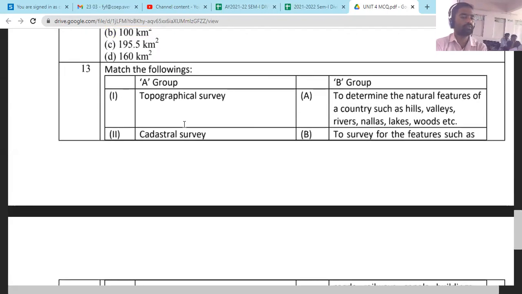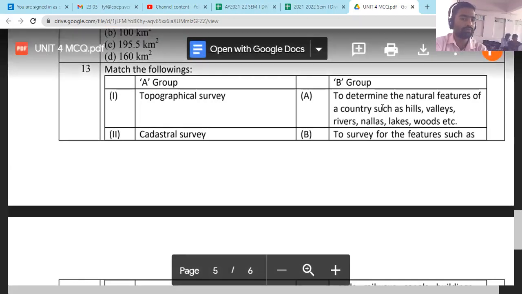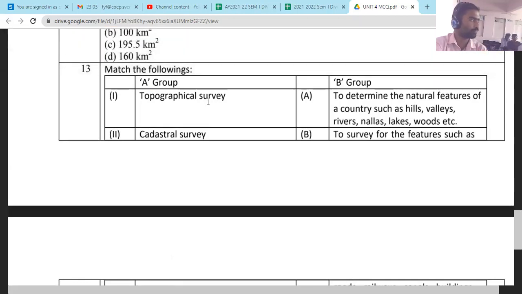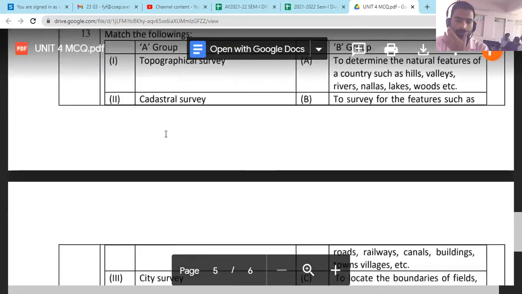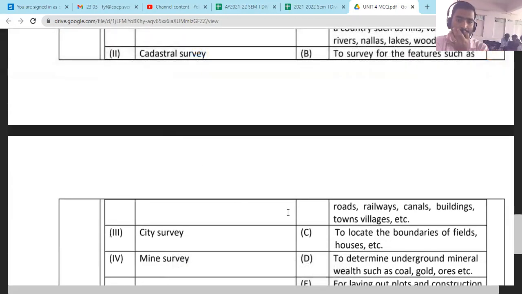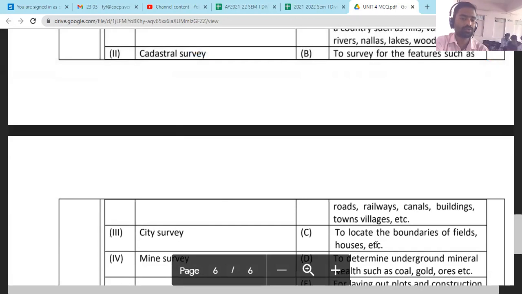Then topographical survey. What does topographical survey mean? It is to determine the natural features of the country, such as hills, valleys, rivers, nalas, lakes, forests, woods, etc. Then cadastral survey. Cadastral survey means to locate the boundaries of the fields and houses.